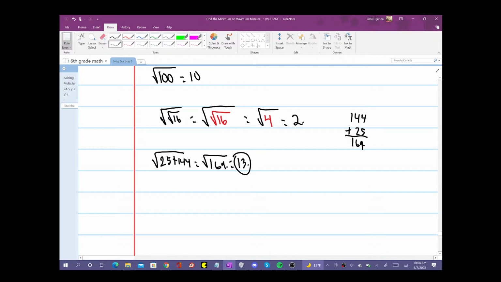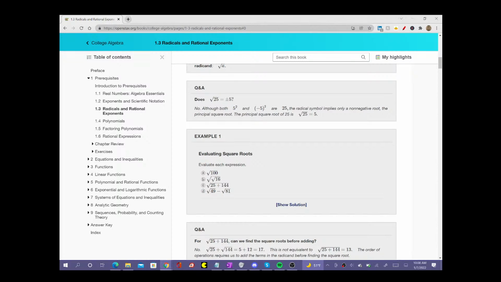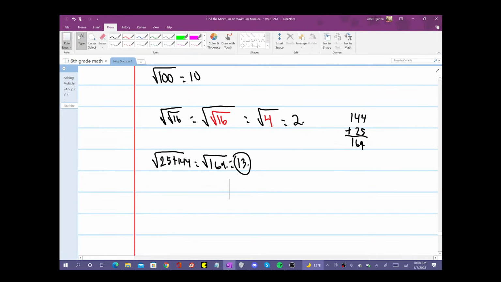Yes, so the square root of 169 is 13. So that's how you do that one. If I go to the next one, the square root of 49 minus the square root of 81. The square root of 49, we all should know that's 7. Square root of 81 is 9. You should know your times tables for this. So 7 minus 9 should be negative 2. So the square root of 49 minus the square root of 81 is negative 2. Okay.